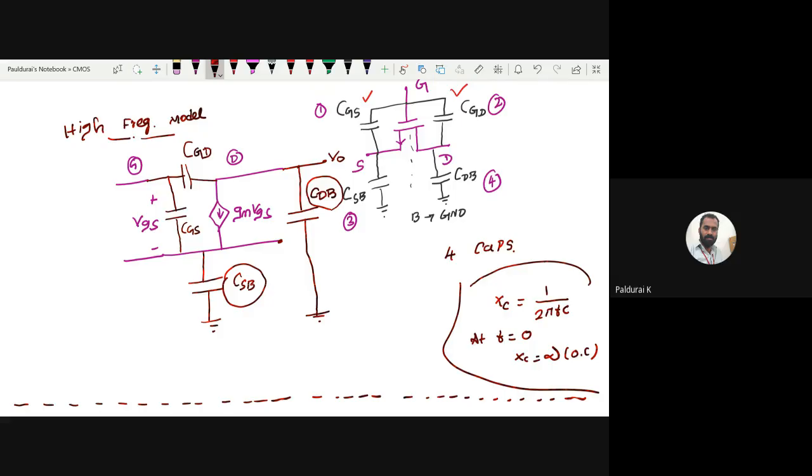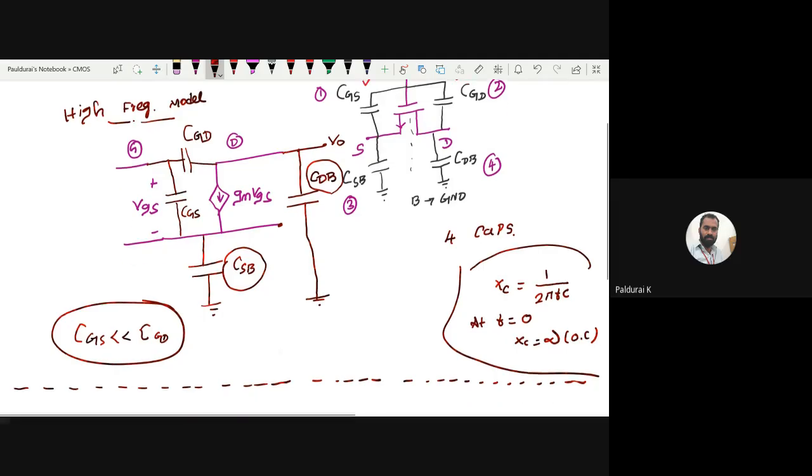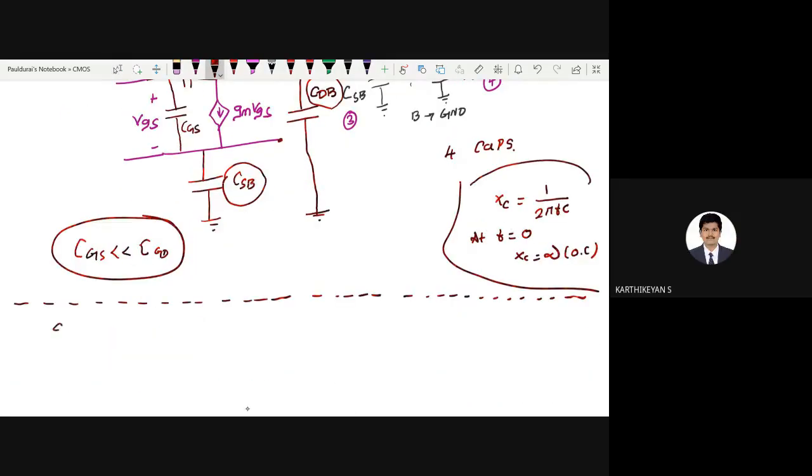When compared to the capacitance between gate and bulk, the CSB and CDB are very low. Even the CSB and the CDB are very low when compared to CGD and CGS, and this CGS actually is very low when compared to CGD. This also we studied in EC1. So for frequency response, consider these four capacitors alone. We will play with these four capacitors. So far, any doubt? No doubt, sir.